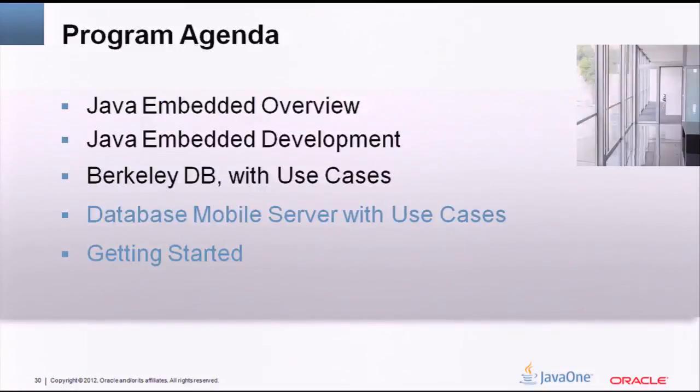From here, we're going to look at database mobile server. This is the connecting piece for your M2M network. Berkeley DB enables the storage on the device itself, but you need something to get that data off of those devices and onto your back end. And at the same time, you need a way of managing all those devices and understanding what's going on with them. Database mobile server provides both those things in one package.